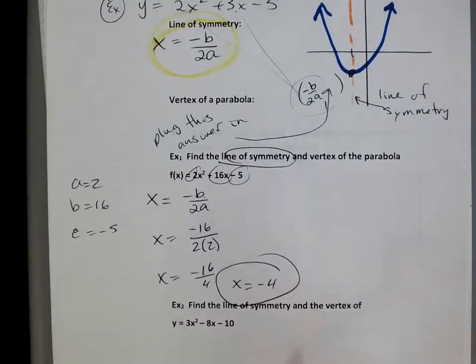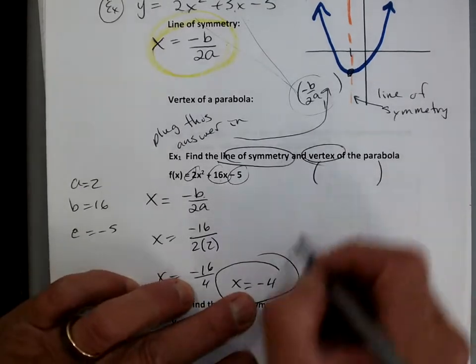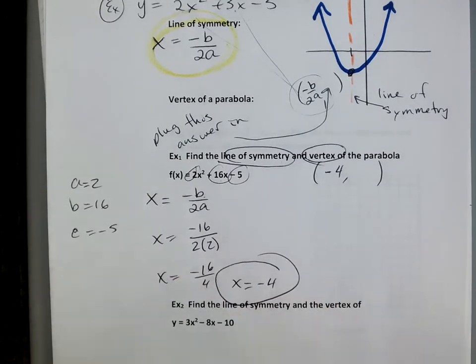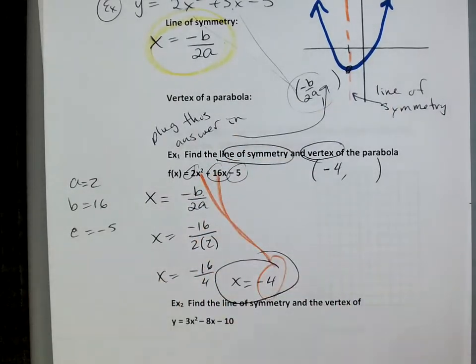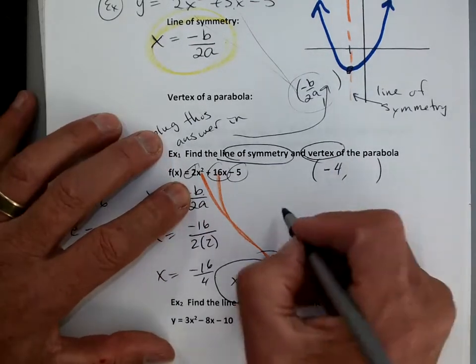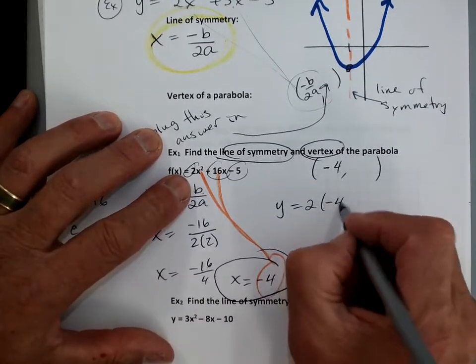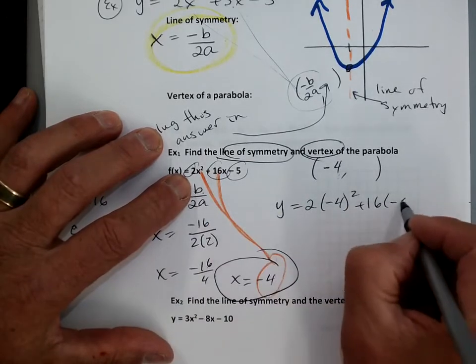Circle that. Now, the vertex is a point. If I want the vertex, it's going to be negative 4, something, because it's a point and I need its y value. So all we do is take this negative 4 and plug it in for x. I'll probably use my calculator to make it easier, but we're going to go y equals 2 times negative 4 squared plus 16 times negative 4, minus 5.